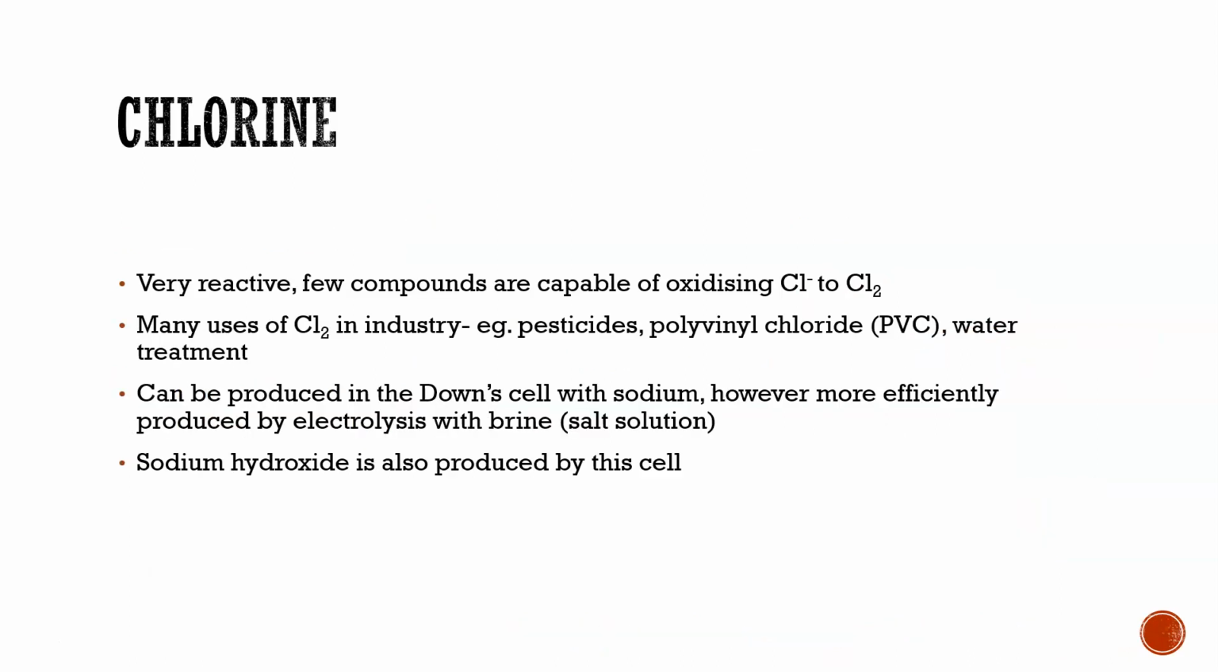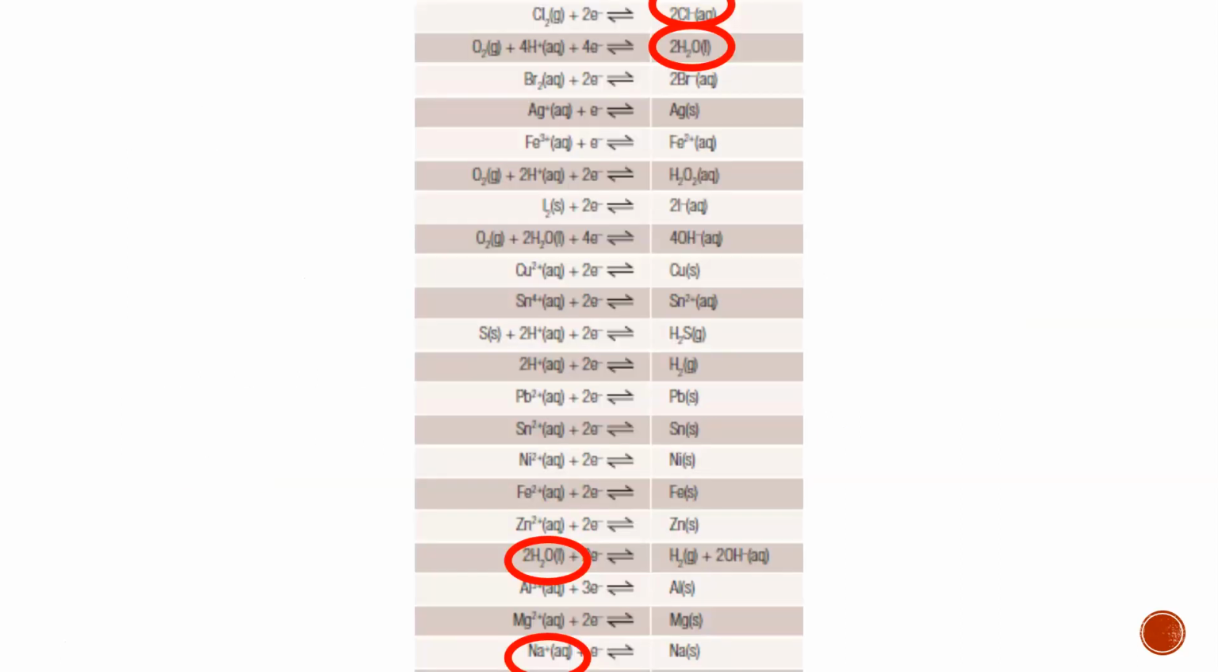For chlorine, again, this is a very reactive gas, but it is used widely in industry for pesticides, polymers, water treatment, all kinds of things. We can produce it in the Downs cell with sodium, but we tend to want more chlorine than that, and it's more efficient by producing with brine. Brine is a saturated or a highly concentrated sodium chloride solution. We also get sodium hydroxide produced in the cell with chlorine, which is great because sodium hydroxide, again, has a large number of industrial uses. So both products from this cell are useful in industry.